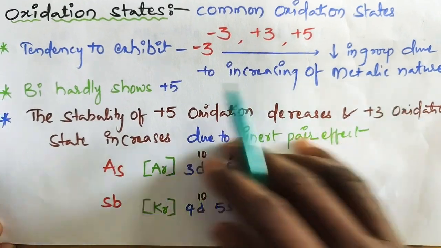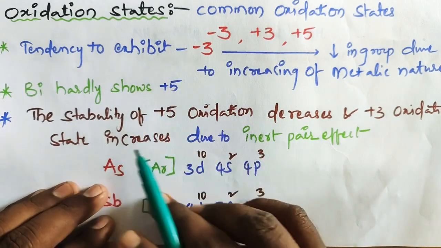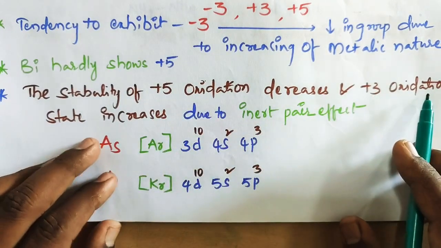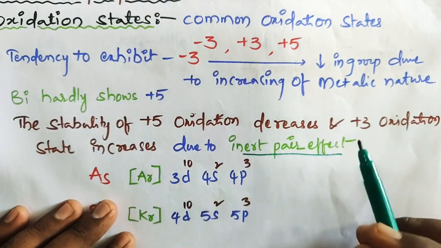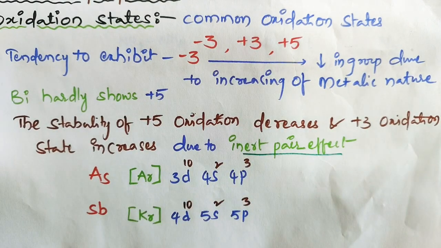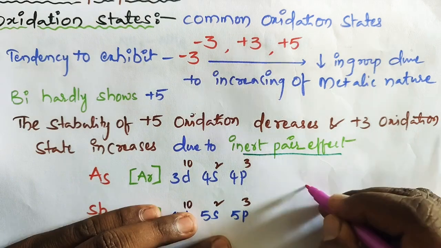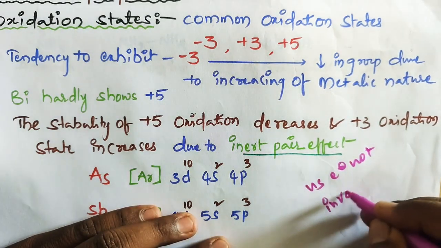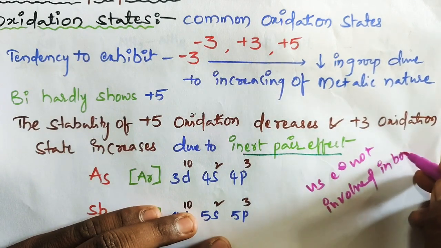And bismuth hardly shows the +5 oxidation state. The stability of the +5 oxidation state decreases and the +3 oxidation state increases due to the inert pair effect. What is that inert pair effect? That means ns electrons are not involved in any bond formation.